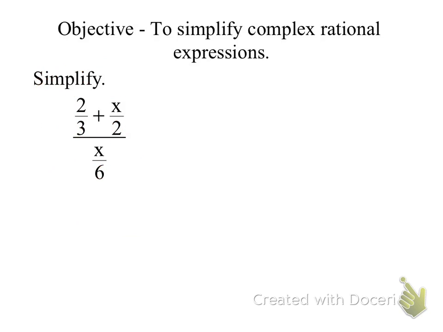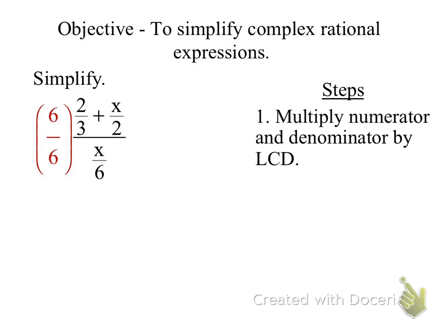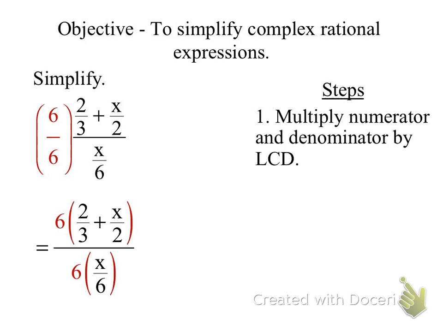Okay, we're moving on to the next one. So first thing we do is look for a least common denominator. Now, if I had chosen 12, I still would have been able to do it. I just have to simplify in the end. And then we simplify and we're done. Questions?